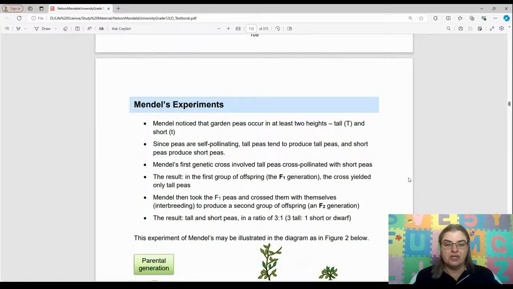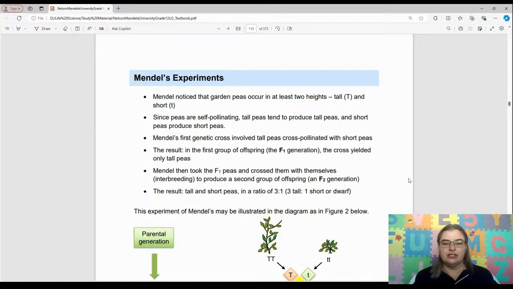So in his experiments, Mendel noticed that garden peas would occur in 2 different heights, simply tall or short, and he chose to represent it with capital T and a short t. And peas are self-pollinating, so tall peas tend to produce tall peas, and short peas produce short peas. Mendel's first genetic cross involved tall peas cross-pollinated with short peas. So he kind of went and fiddled a little bit and decided not to leave things to their natural course. And he went and did a controlled setup where he then cross-pollinated what wouldn't normally have happened in nature necessarily.